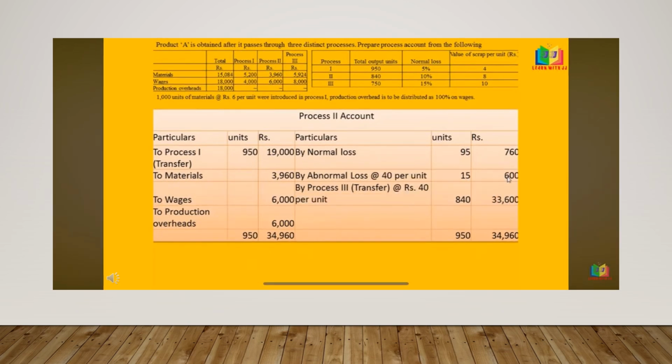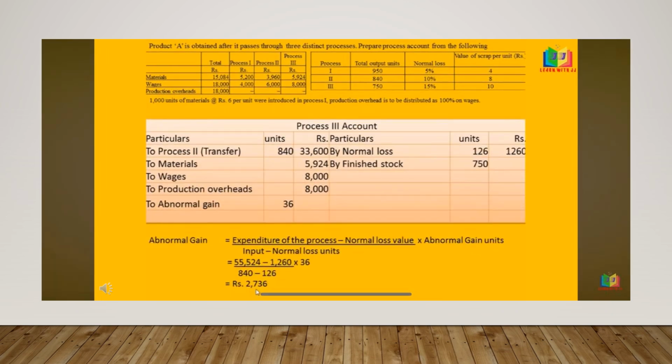Now that we've recorded 600 rupees for the abnormal loss amount, for the transfer we have 840 units. Again, by adding and subtracting we get 33,600 on the amount column. Now by process 3, that is transfer, at rupees 40 per unit is given, right? So this 40 is derived by dividing 33,600 by 840 units. Coming to process 3 account, to process 2, that is transfer 840 units, 33,600.